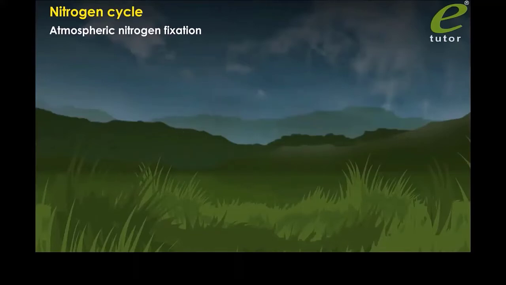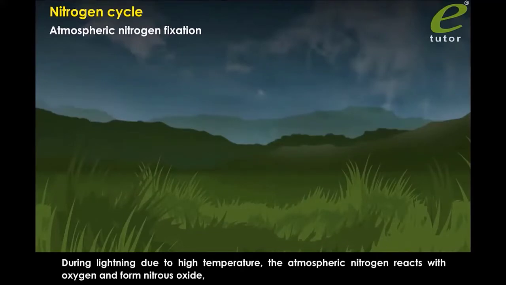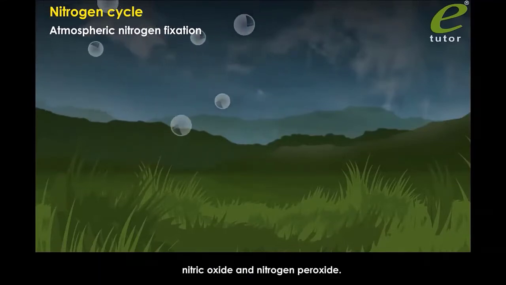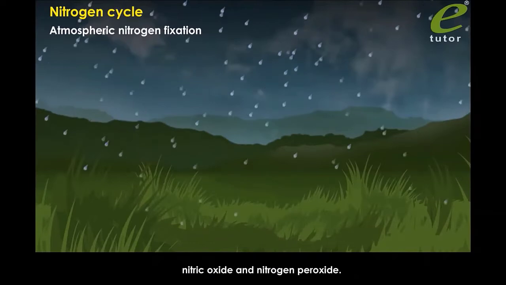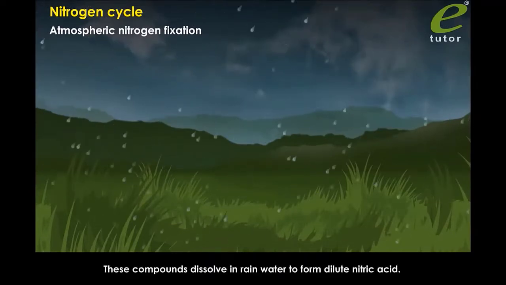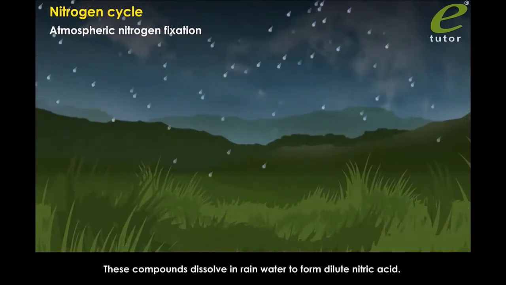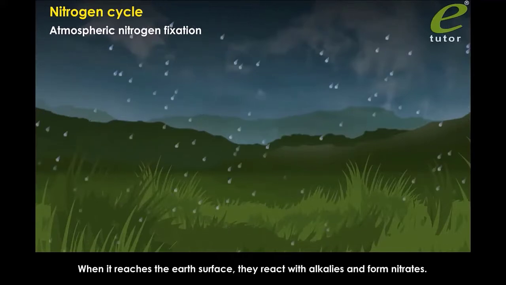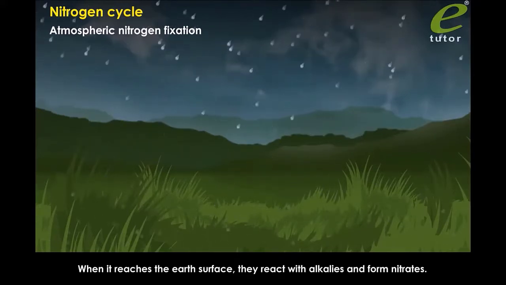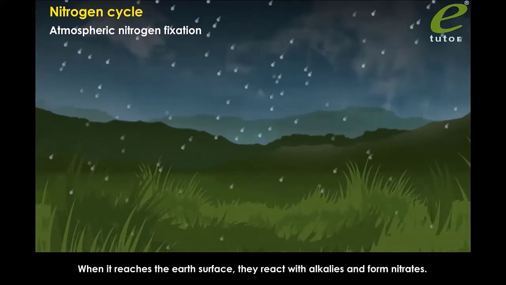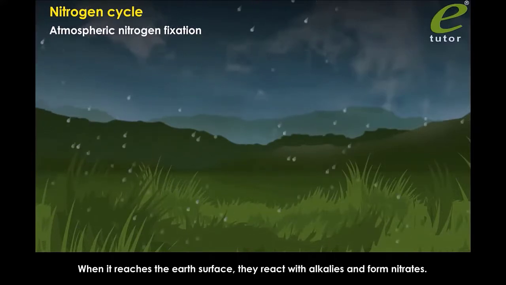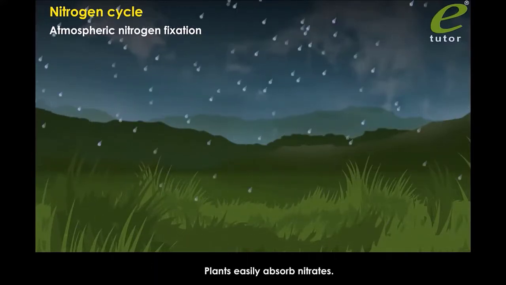Atmospheric nitrogen fixation. During lightning, due to high temperature, atmospheric nitrogen reacts with oxygen and forms nitrous oxide, nitric oxide, and nitrogen peroxide. These compounds dissolve in rainwater to form dilute nitric acid. When it reaches the Earth's surface, it reacts with alkalis and forms nitrates. Plants easily absorb nitrates.